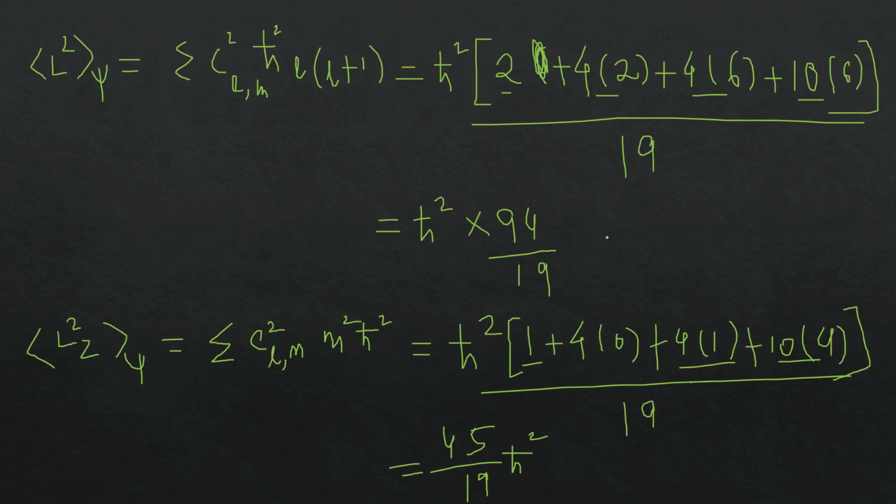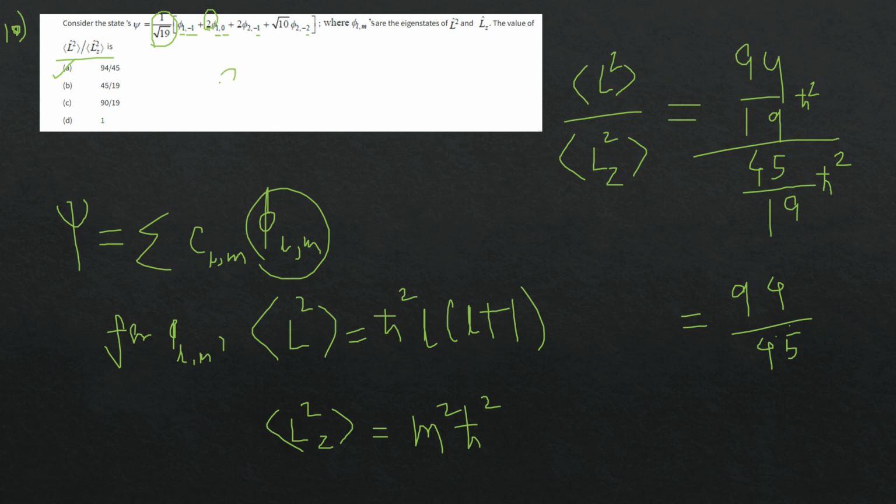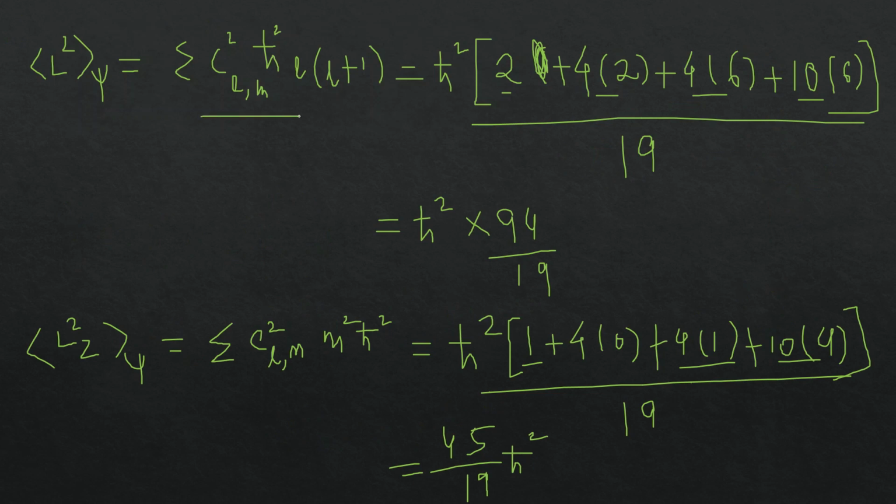Okay. So again, nothing else. You have to just find it in the form phi lm. If you see, the first values are L, second values are M, so L, M, and these are your C's. So the expectation value will be the summation of C square Lm and h cut square L into L plus 1 for L square, and for Lz square, C square Lm M square h cut square. Right? These are the values. Okay.